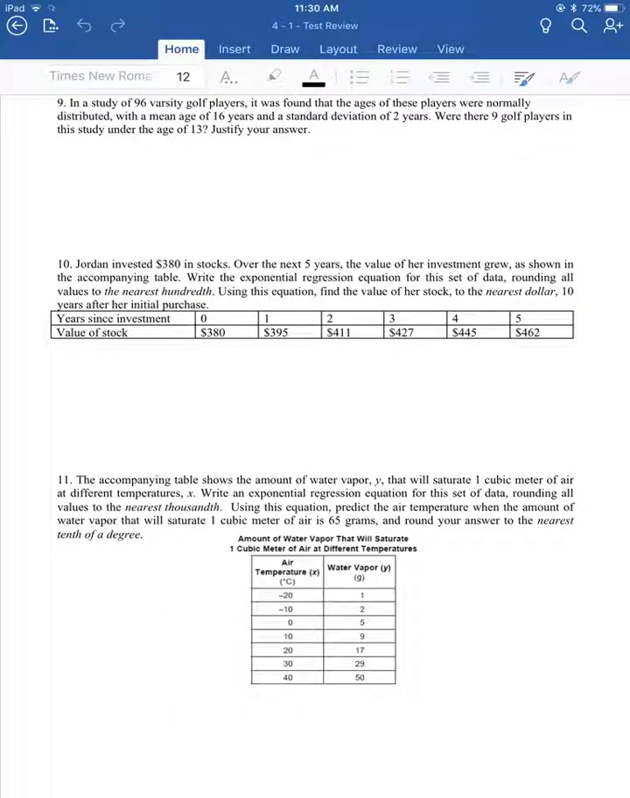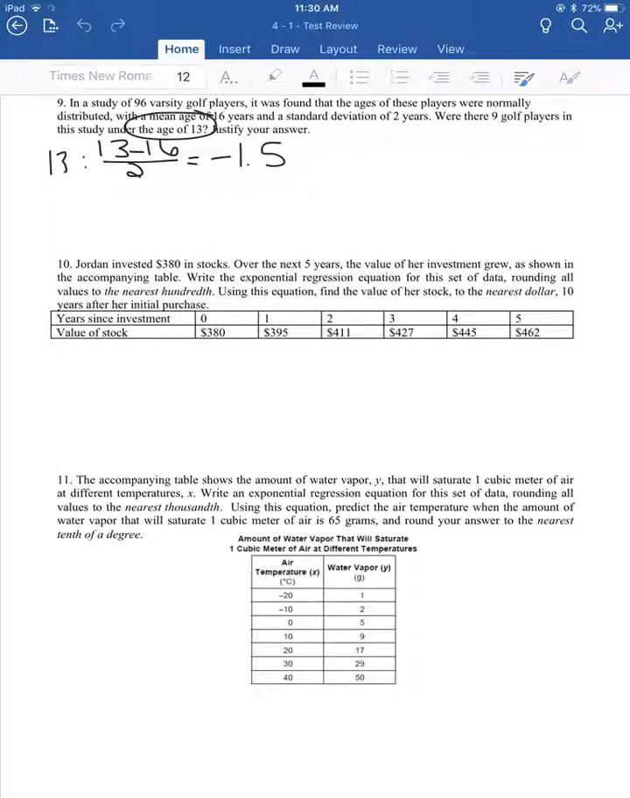Okay, number 9. In a study of 96 varsity golf players, it was found that the ages of these players were normally distributed with a mean age of 16, standard deviation of 2. Were there 9 golf players in this study under the age of 13? So I need to know, where is 13 on my bell curve? So I need to figure out the z-score. For 13, I would do 13 minus the mean of 16 divided by the standard deviation of 2. So 13 minus 16 divided by 2 gives me negative 1.5.